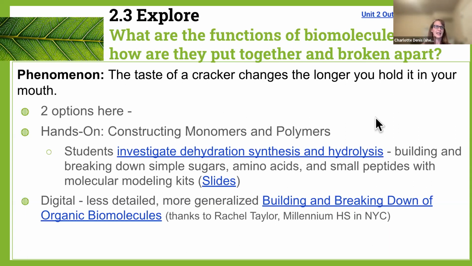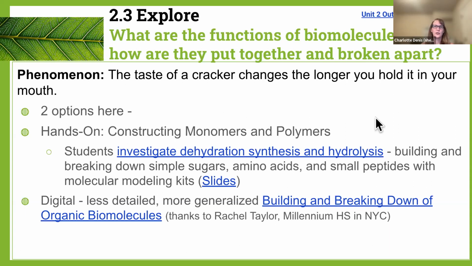The first one is a hands-on task that requires molecular modeling kits. This one, or a version of this, has been in Patterns Biology for quite some time. The students actually work with the molecular modeling kits to build simple sugars and then bind those simple sugars together, like a pair builds one and then another pair builds another one, and then they model dehydration synthesis to attach them together to make a disaccharide, and then they do hydrolysis to break those back apart, to simulate those two chemical processes. And then they also do a similar thing with amino acids.